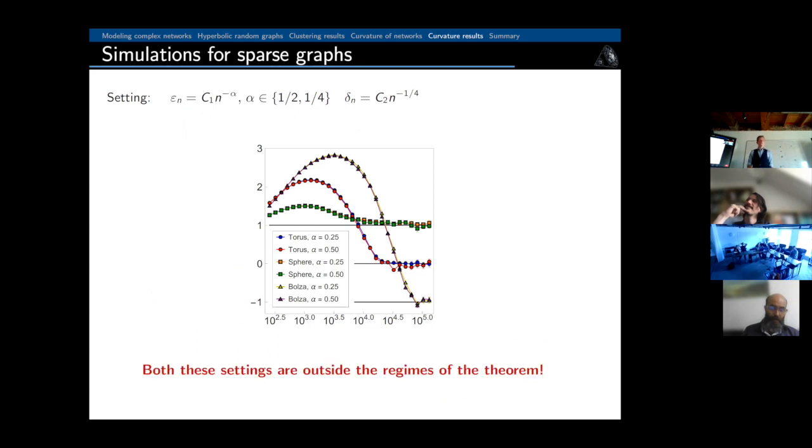And now this is really important because these are settings that are outside the regimes of our theorem. So we can't prove at this point that this also works for sparse graphs, but at least these simulations seem to suggest that even in the case of sparse graphs, meaning that you really don't have that much information, it's still possible to recover it. So this is something for future work that we're really struggling with, because you really need different techniques in order to do this.